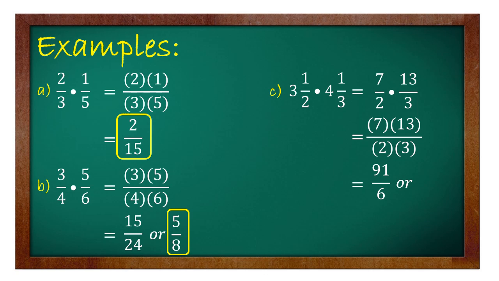And then, improper fraction siya. So, we have to change it first into mixed numbers. So, yung 91 over 6 magiging 15 and 1/6.